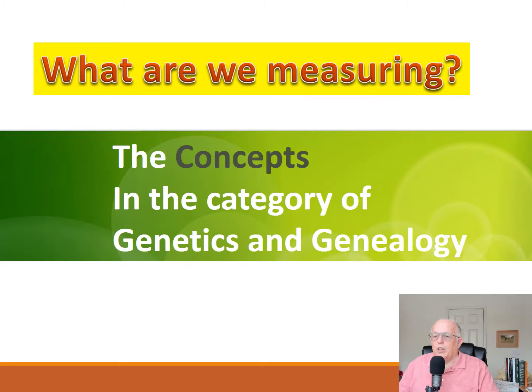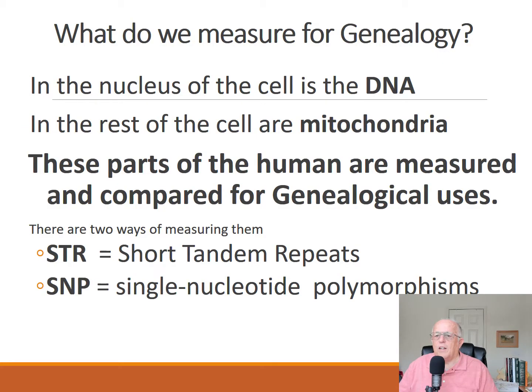So what are we measuring to figure this out with these 37 STR markers? So what do we measure? We're trying to measure that DNA where those mistakes happened so we can figure out the differences between people. There are 2 things we can measure. One is called a STR, S-T-R, and that's an abbreviation for short tandem repeat. The other one is called a SNP, S-N-P, and that's a single nucleotide polymorphism.